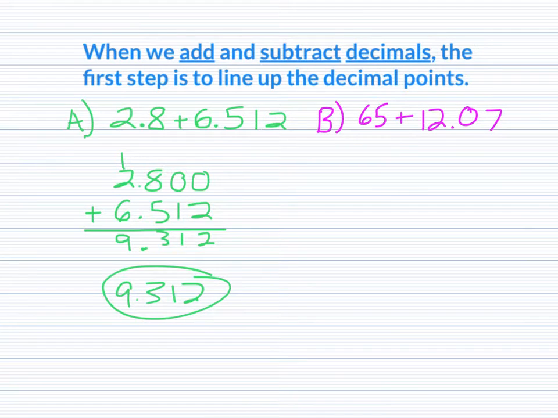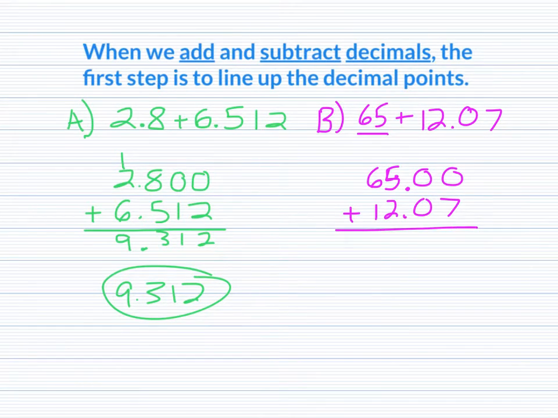We're going to do the same thing here. Now, I don't see a decimal in this first number, but we know with a whole number, we always have the decimal hiding right behind it. So, I'm going to line that up, 65 plus 12.07, right? And I can always write my decimal and put two zeros, and notice my decimals are lined up vertically. And now all I have to do is add. 0 plus 7 is 7, 5 plus 2 is 7, 6 plus 1 is 7. So we get 77.07.